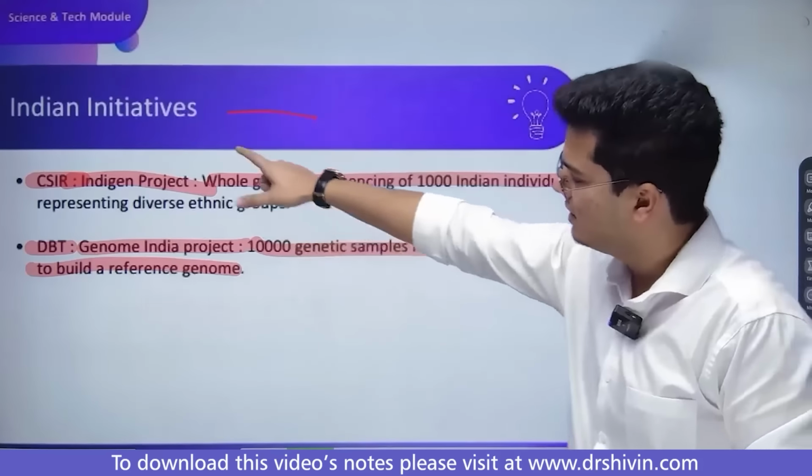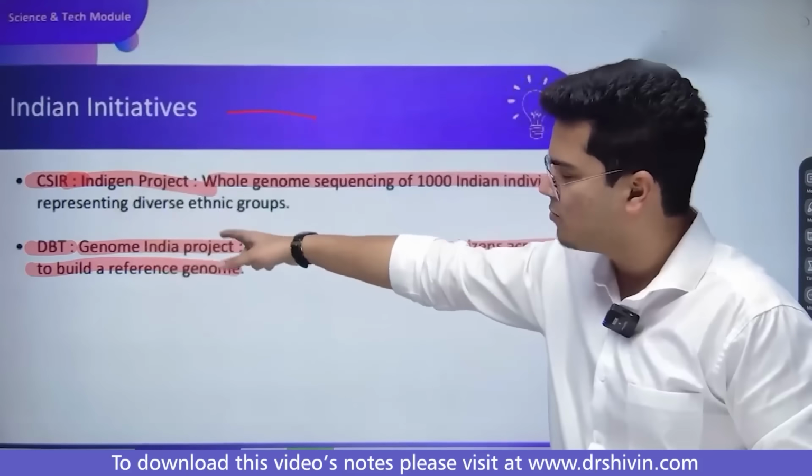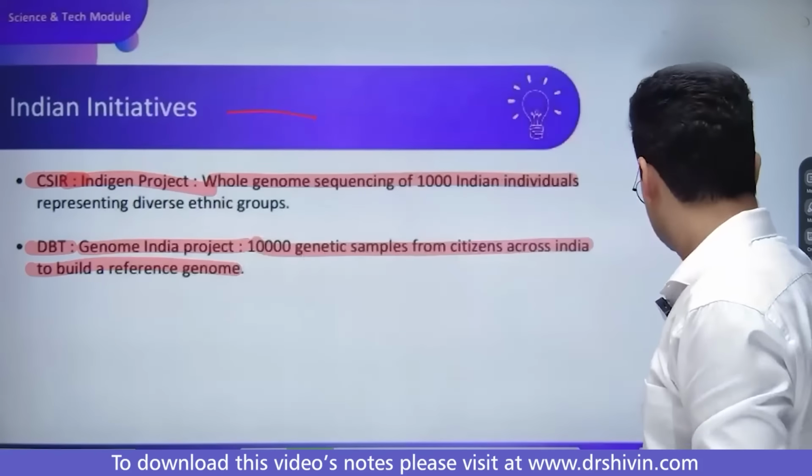These are the project IndiGen by CSIR and Genome India by Department of Biotechnology.